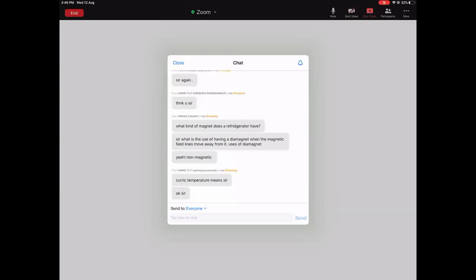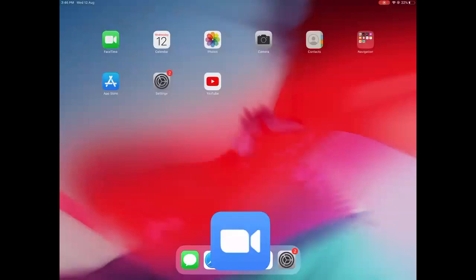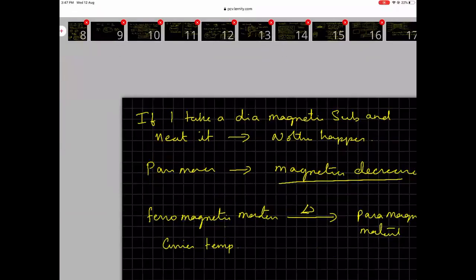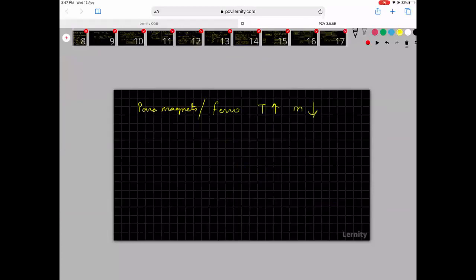Okay, so I hope you have understood Curie temperature. For paramagnets and ferromagnets, as temperature increases, magnetism decreases. Beyond a particular temperature called the Curie temperature, ferromagnets become paramagnetic in nature. Okay, so if this is understood, then we can just move on.